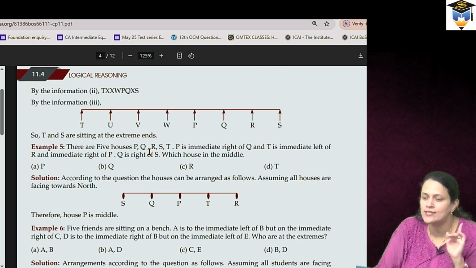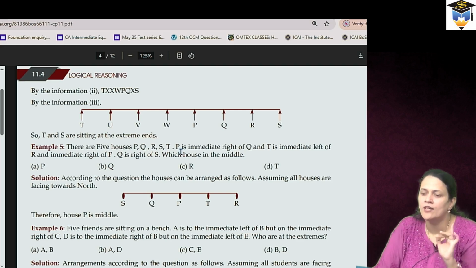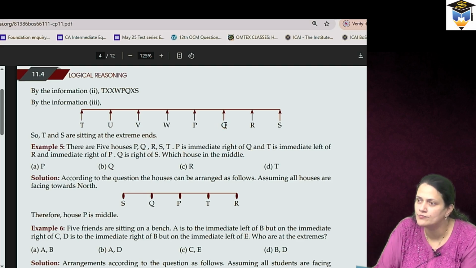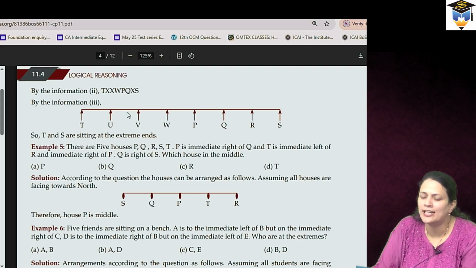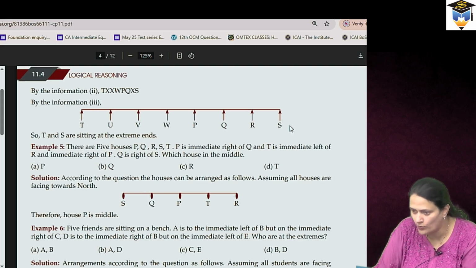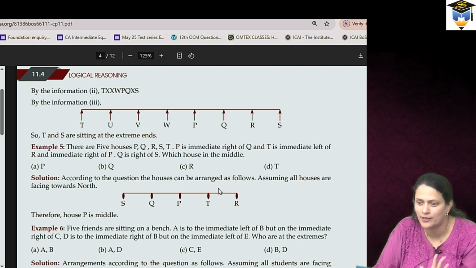There are 5 houses, P, Q, R, S, T. P is immediate right of Q. Is P immediate right of Q? Yes. T is to the immediate left of R. Is T to the immediate left of R? And immediate right of P. So this is the solution. This is not the question which we are seeing. Please bear it in mind.